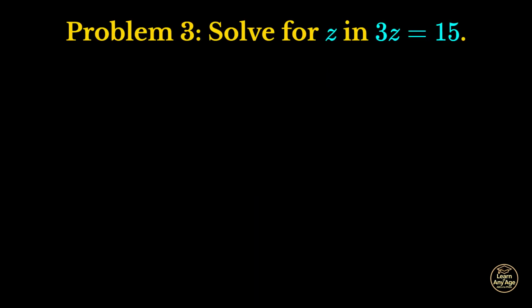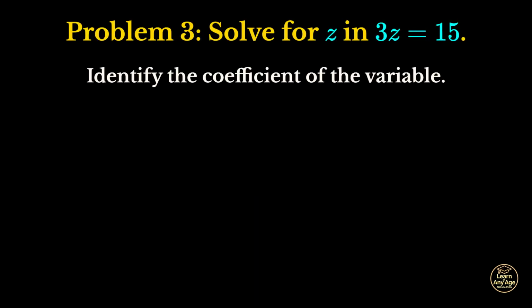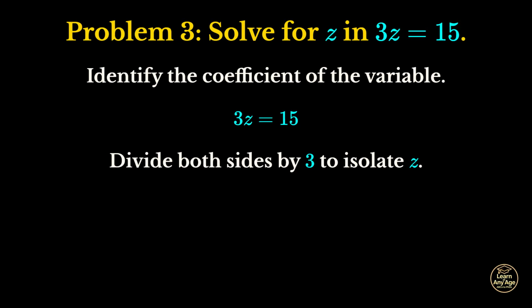Problem 3, solve for z: 3z equals 15. Identify the coefficient of the variable. 3z equals 15. Divide both sides by 3 to isolate z. 3z over 3 equals 15 over 3.